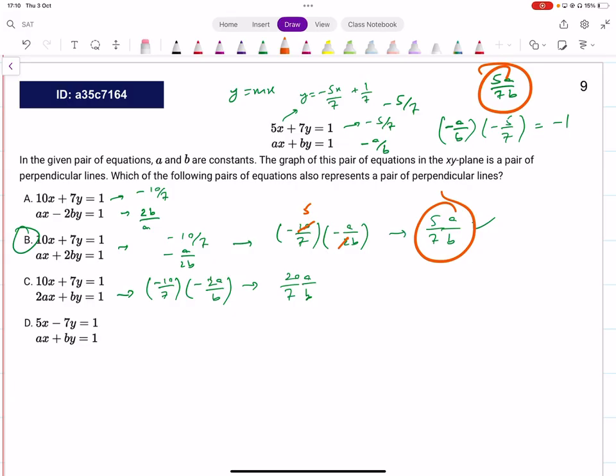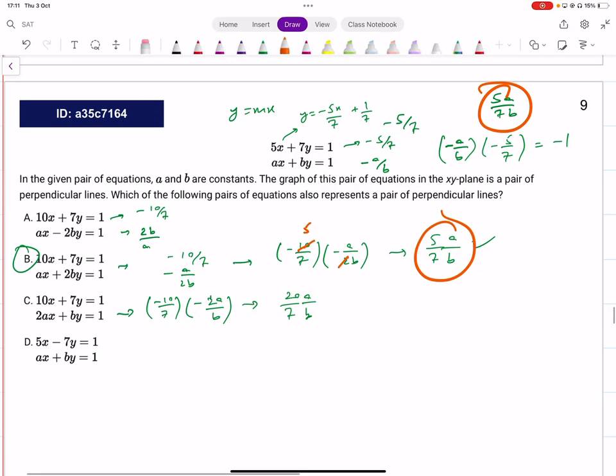Okay, can you think of a quicker way of doing this? Were you discussing any quicker way of doing this? No? Okay, so that's how we can do this. Question number 9, all right?